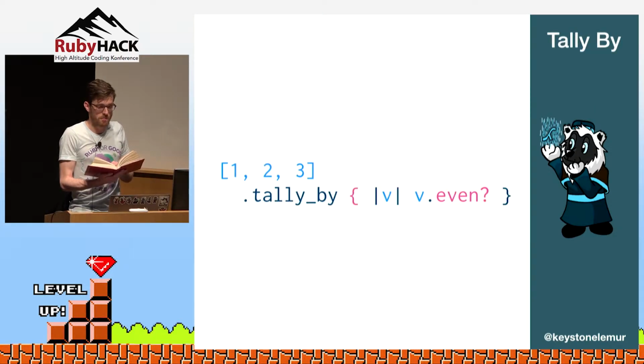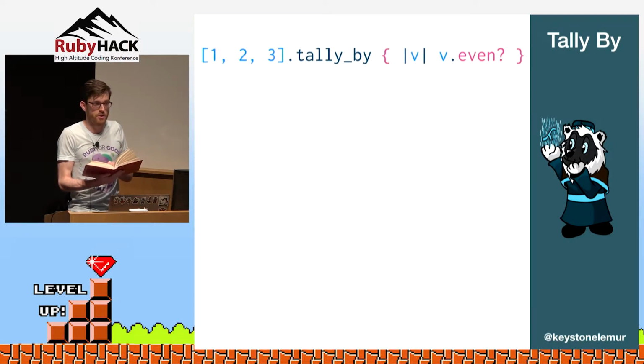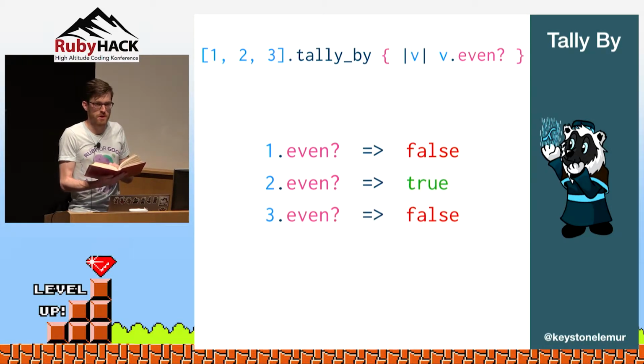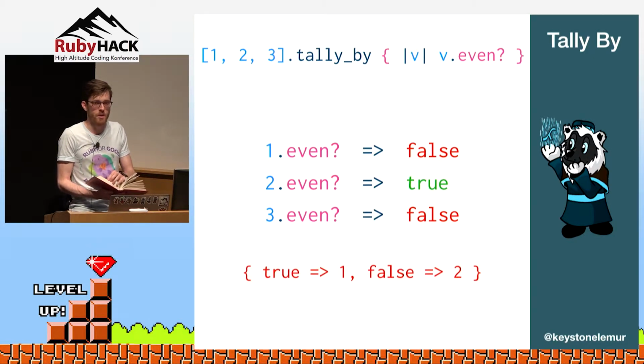Tally by works much like other functions by taking a predicate, in that it's checking if numbers happen to be even, but it is using this function to decide how counts work. So for 1, it happens to not be even, so that gives us 1 count of false. For 2, it happens to be even, which gives us 1 count of false and 1 count of true. For 3, that happens to be odd, so we will also get another count of false, giving us back a hash containing 1 value of true and 2 values of false.